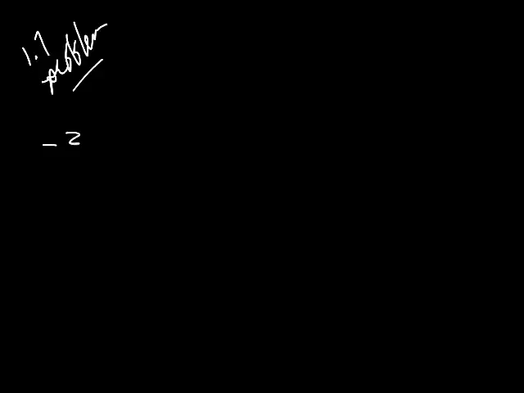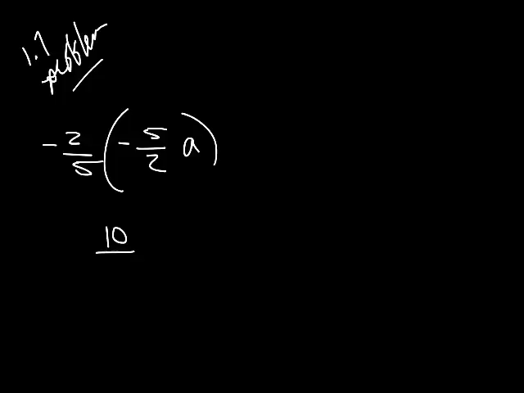48 is negative 2/5, and they're multiplying it by negative 5/2 a. Multiply the numerators. Negative 2 times negative 5 is 10. 5 times 2 is 10. And then the a tags along. Any number over itself is 1, so the answer is just a.